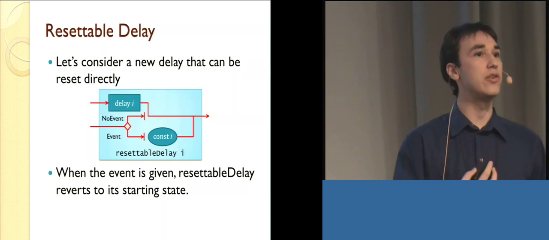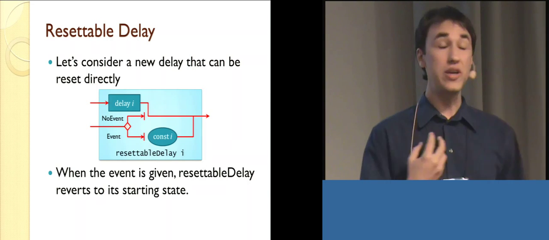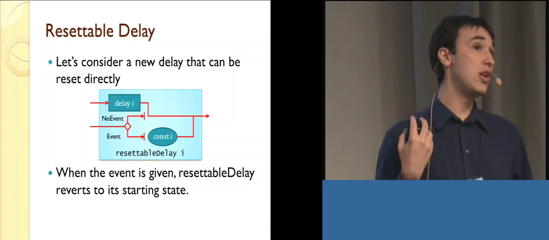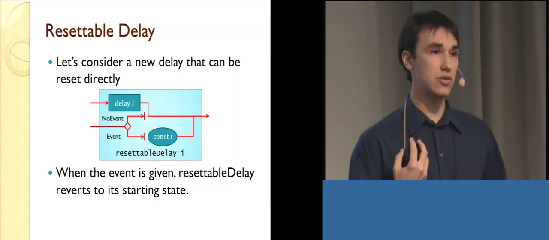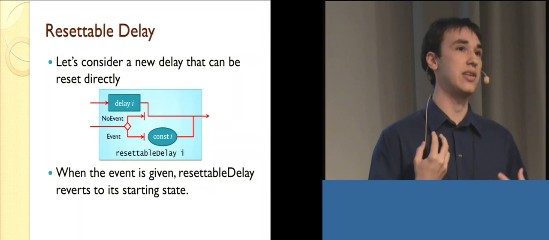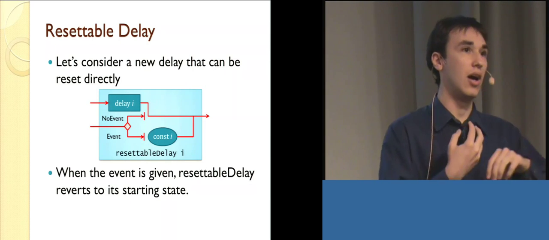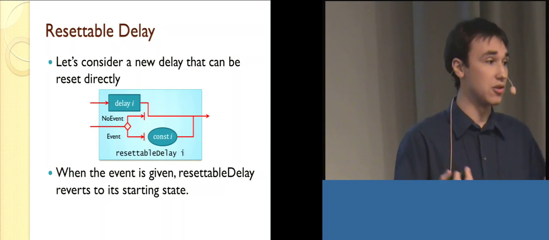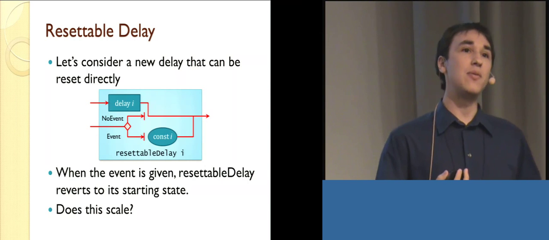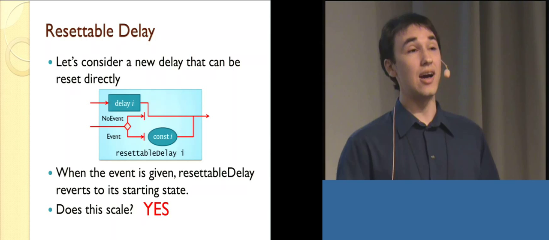So what if we look at just a simpler example then? What if we try and create a resettable delay? Well, we can do that. So here, when there's no event, this behaves exactly as a delay. And when there is an event, we use the arrow choice in order to say, instead of returning what the delay returned, we'll just return a constant value, the initial constant value. And so now we ask the same question we asked before with integral reset. Does this scale? And interestingly, it does.